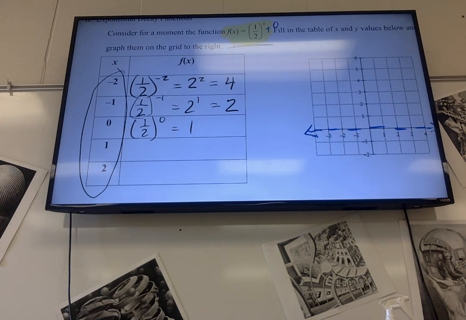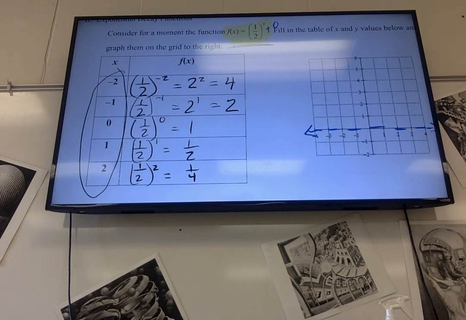Kendrick, what's the next one? 1/2 to the first is 1/2. And what about the next one? 1/4. Yeah. 1/2 squared is 1/4. To square a fraction, you just square the top number and the bottom number. So 1 squared, that's 1 times 1, it's 1. 2 squared, 2 times 2, that's 4.